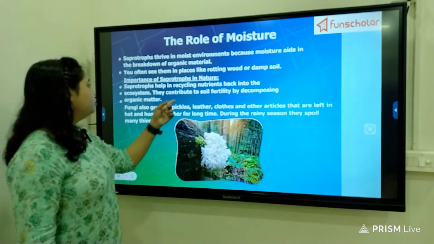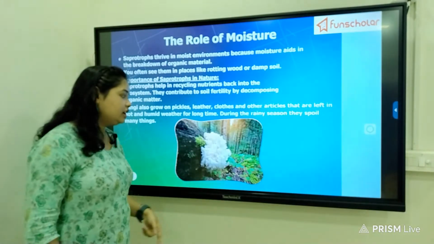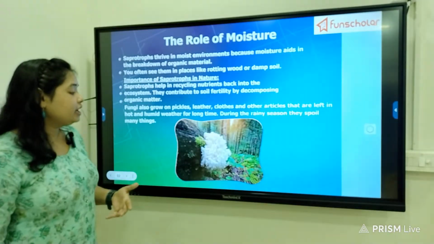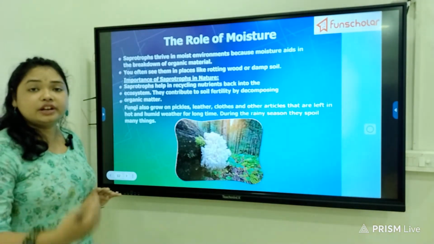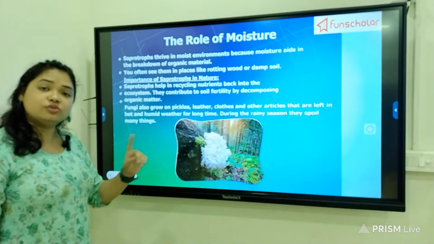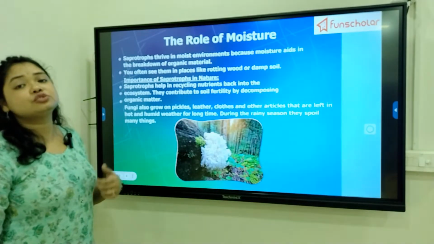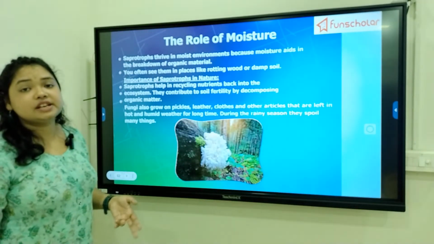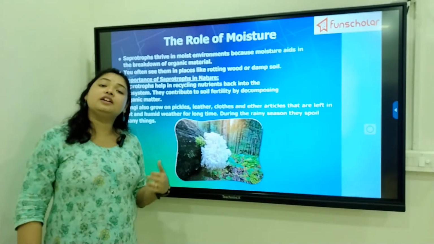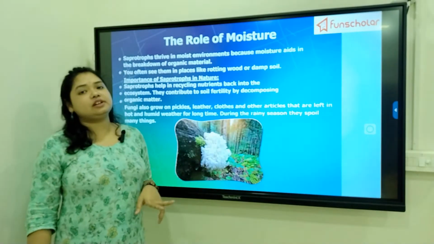So as I told you, they also contribute to the soil fertility. Because in the breaking down, they also return some of the nutrients back to the soil. So the soil will also be enriched with the nutrients that have been taken up by the green plants for their survival.